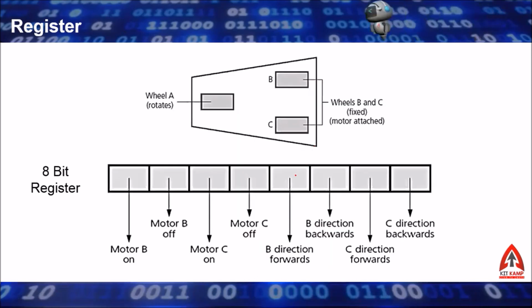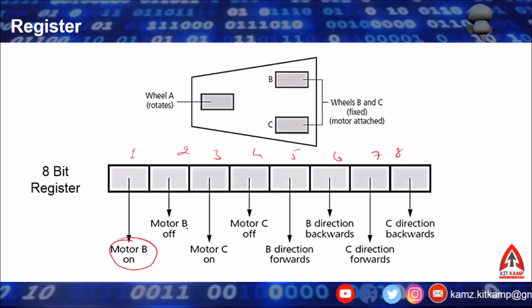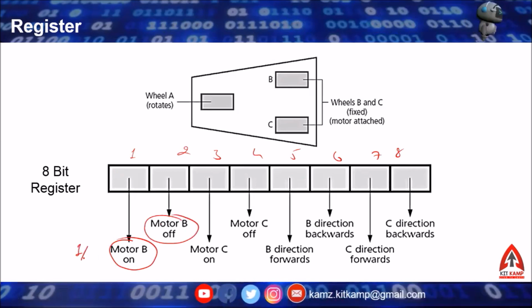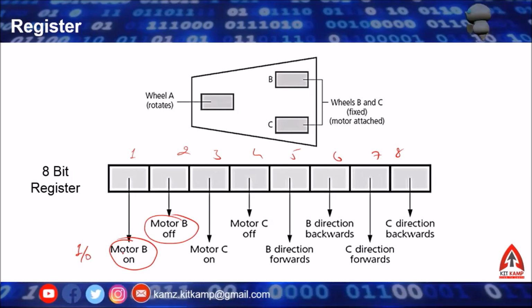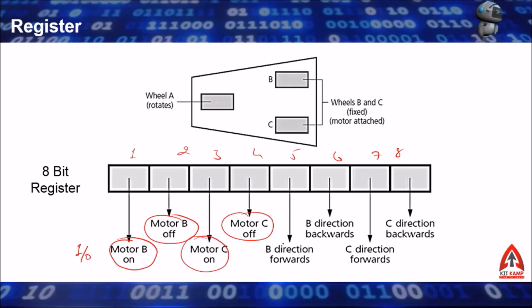Now let's take an example of an 8-bit register. Every bit, 1, 2, 3, 4, 5, 6, 7, 8, has a switch and it is generating a value which can be 0 or 1. So the first bit is for motor B on, the second bit is for motor B off, the third bit is for motor C on, then motor C off, motor B direction forward, motor C direction backward, motor B direction backward, and motor C direction forward.